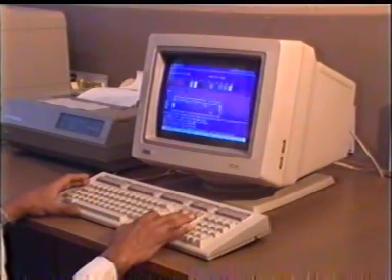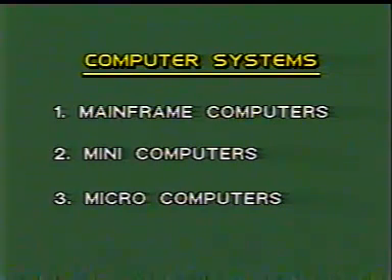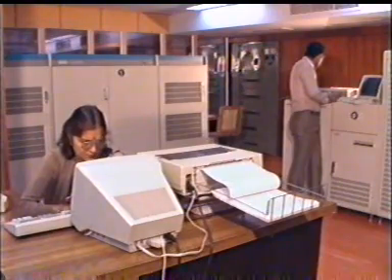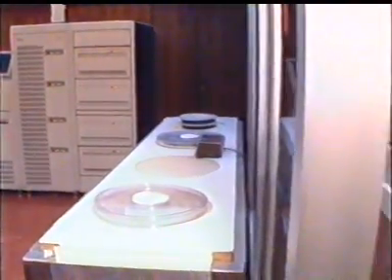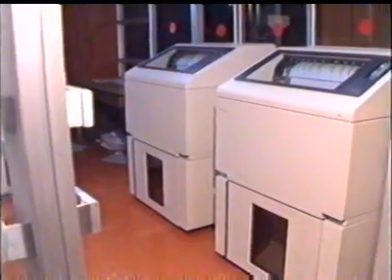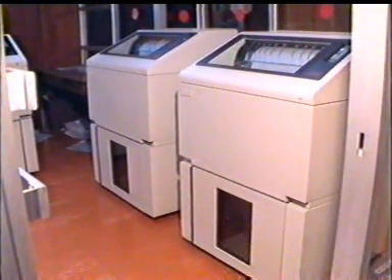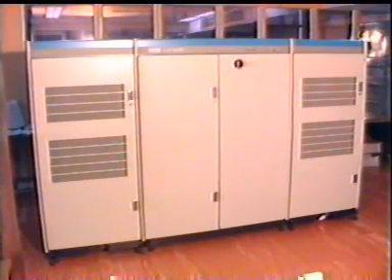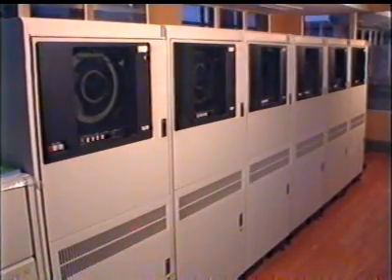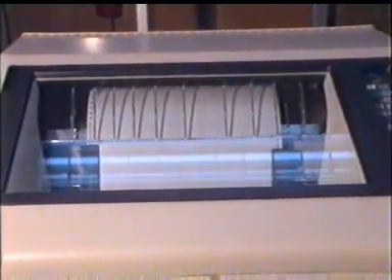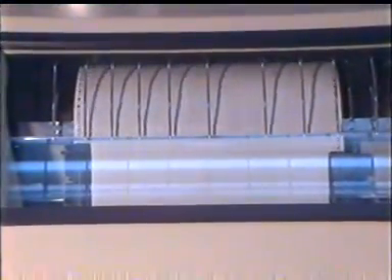According to the capabilities, computer systems have been divided into three categories: mainframe computers, mini computers, and microcomputers. Let us have a look at all of them. This is the mainframe computer. System unit houses the CPU and onboard memory part of the computer. All these extra units are known as peripherals and are connected to the system unit.